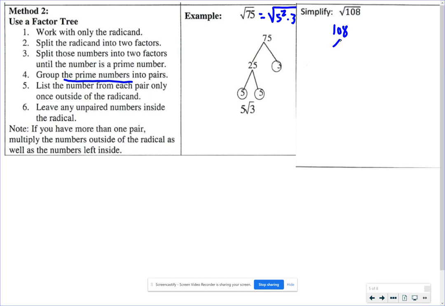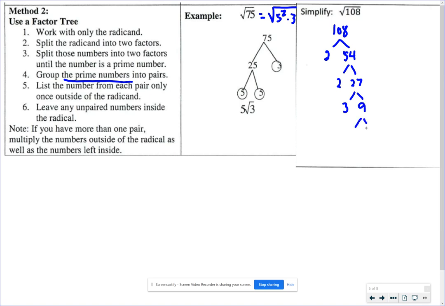108. 108 is even, so it's divisible by 2. 108 divided by 2 is 54. This is where we grab our calculator. 54 is still even, so we can divide it by a 2 again. 54 divided by 2 is 27. 27 is not divisible by 2 because it is odd, but it is divisible by something. It's divisible by 3. So we have 3 times 9. 27 divided by 3 is 9.